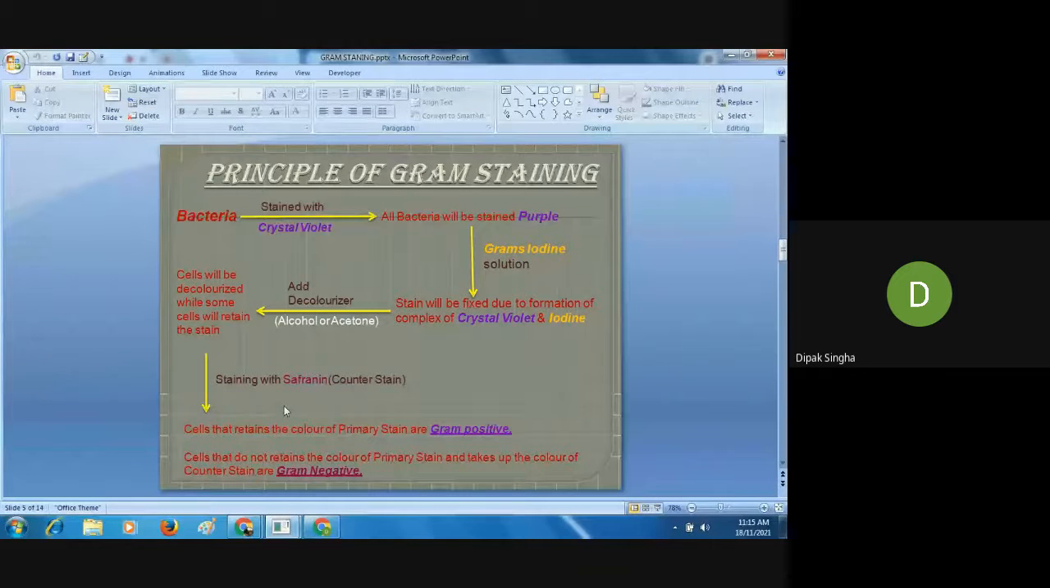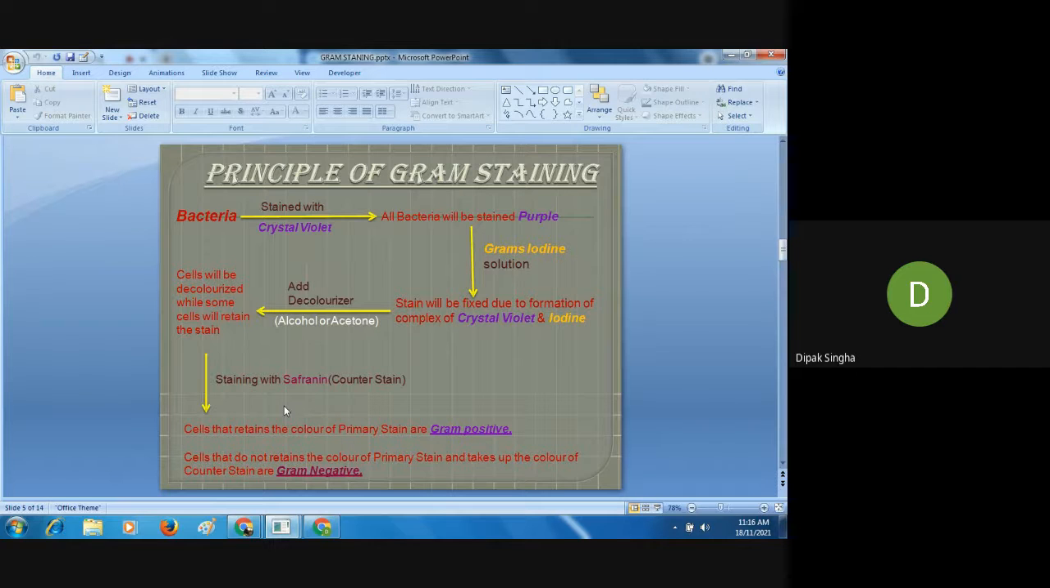So finally, after the use of the counter stain, wash with water. After that the slide is placed under the microscope, and you can see whether it is a purple color. If it is a purple color, it is gram positive. If it is red color, it is gram negative.